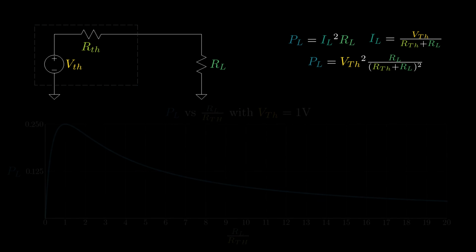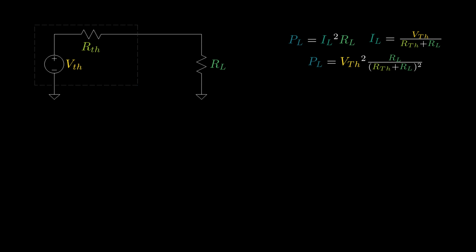Why is this? First, let's go back a step and look at our equation. When RL is 0, even though we're maximizing the current through RL, the power dissipated in RL is 0 watts. When RL increases, we maximize the voltage across it, but again, the power dissipated is 0 watts, as the current is 0 amps.